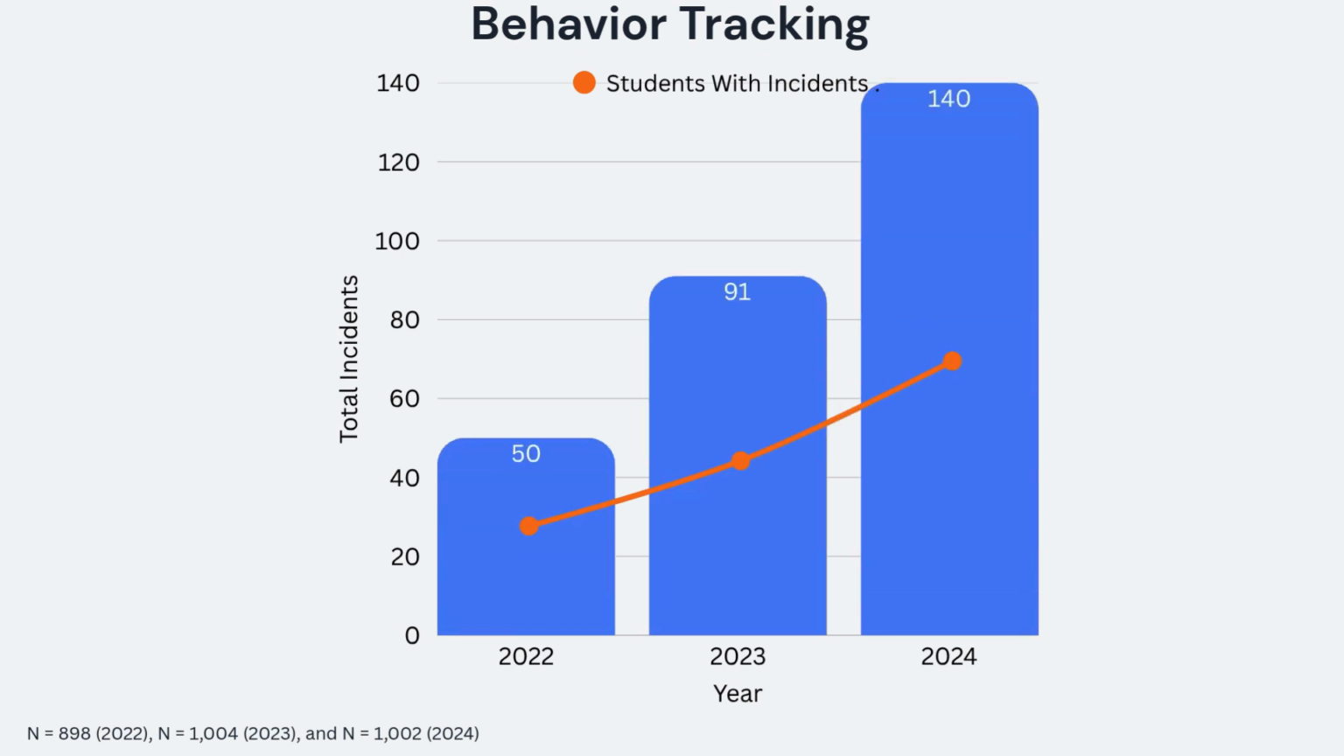Our next urgent matter is behavior. As you can see, our disciplinary incidents have nearly tripled, exploding from 50 total incidents in 2022 to 140 in 2024. In addition, the number of unique students involved more than doubled. So it's clear that student behavioral needs are escalating rapidly and need to be addressed.